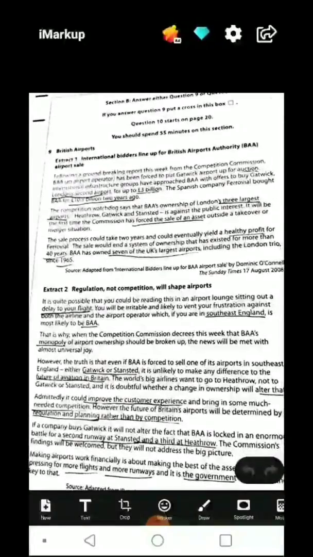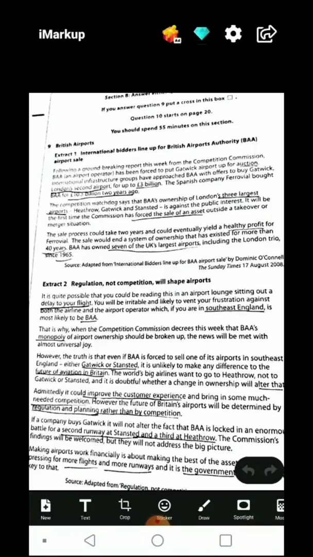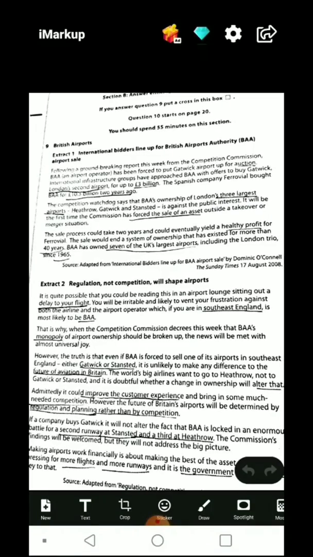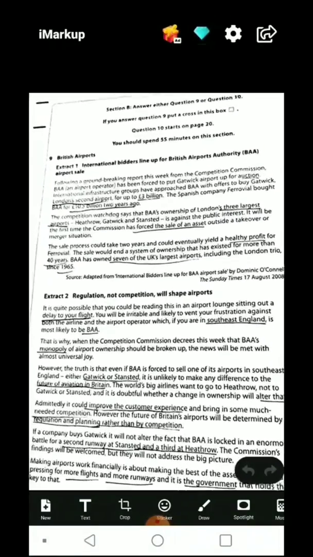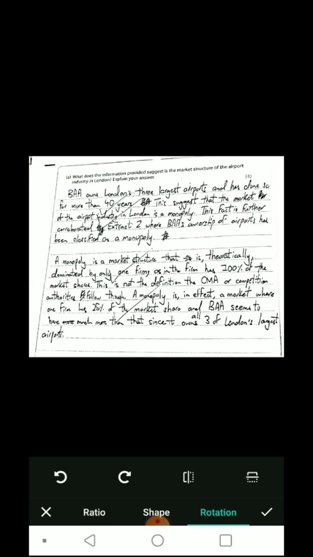Alright, so this is an extract that you have to read. This is extract 1 and that's extract 2. You're gonna have to read both of them to answer the entire question 1. But for the 4 marker, you're only gonna need to read extract 1. I'll go straight to the 4 marker now. I'm assuming you guys have read the extract. If not, just go and read it.